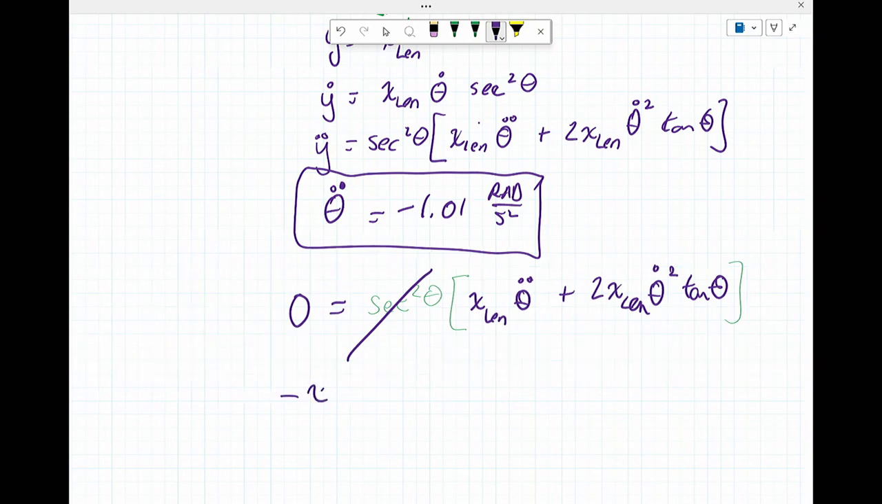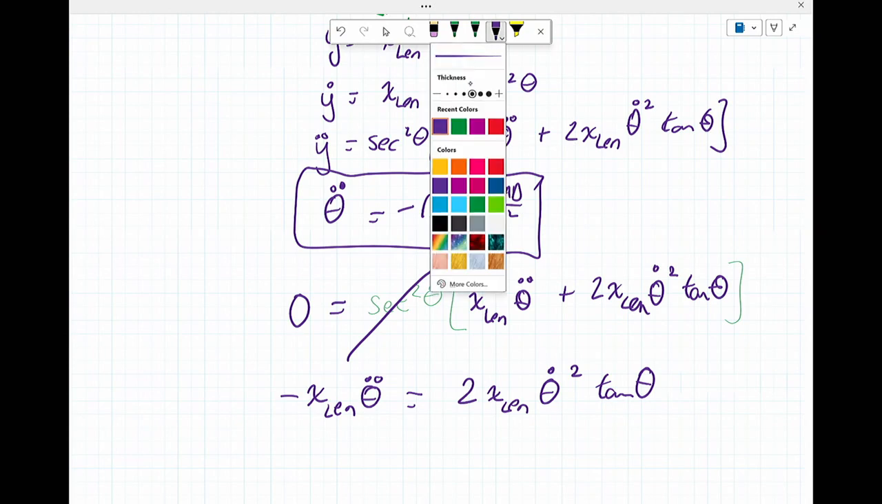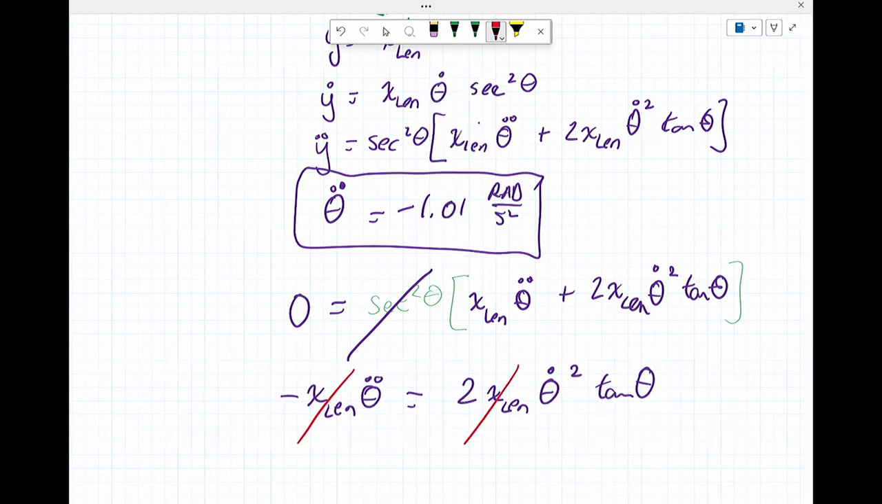I end up with minus x_len theta double dot equals twice x_len theta dot squared tan theta. And clunk, clunk, those terms go away. Everything sort of works out. So out of this, you can get results that seem intuitively unlikely. So you have a 0 acceleration case that leads to an acceleration in another coordinate system.